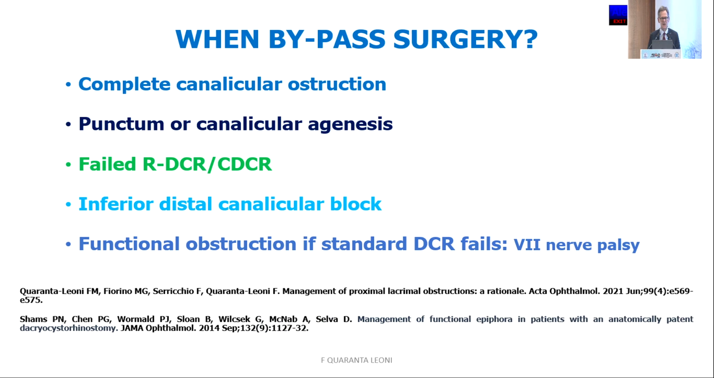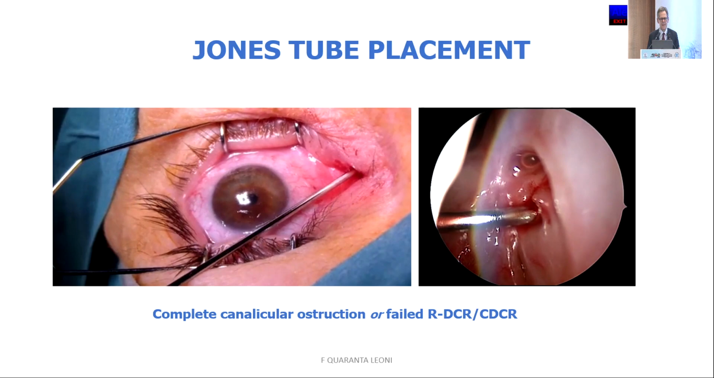So when is bypass surgery needed? This is the big question. In just these cases: when there is agenesis or complete canalicular obstruction, when you have a previous failed procedure, when you have inferior distal canalicular block, because if it's a long block from the distal part and the whole of the common canaliculus, no other procedures will be effective, or in some functional cases.